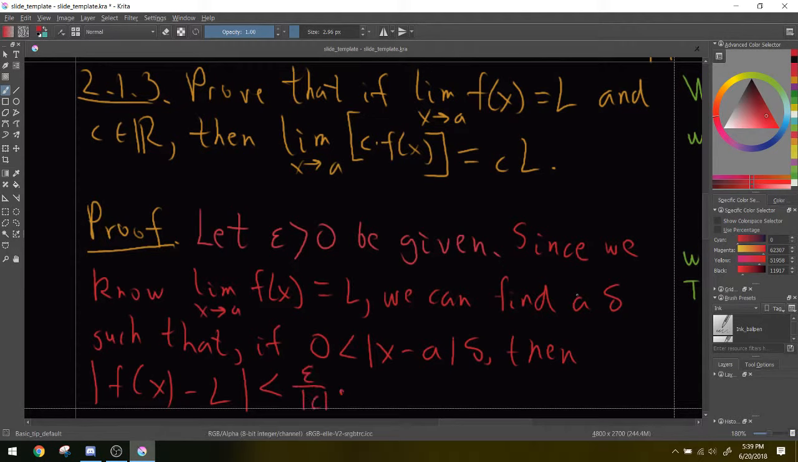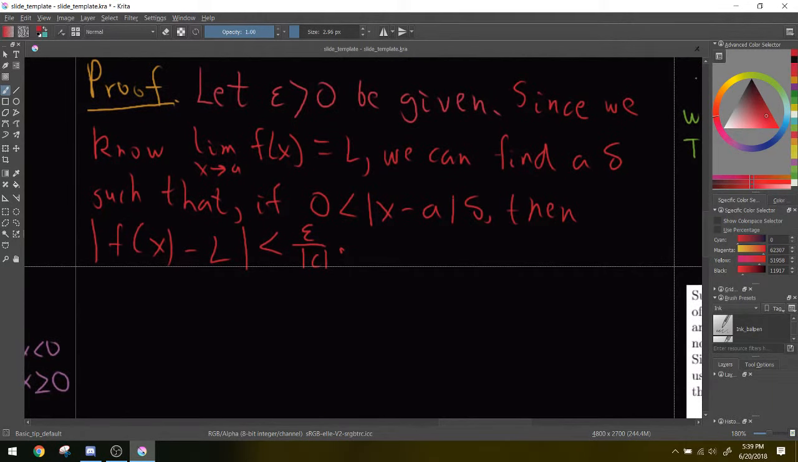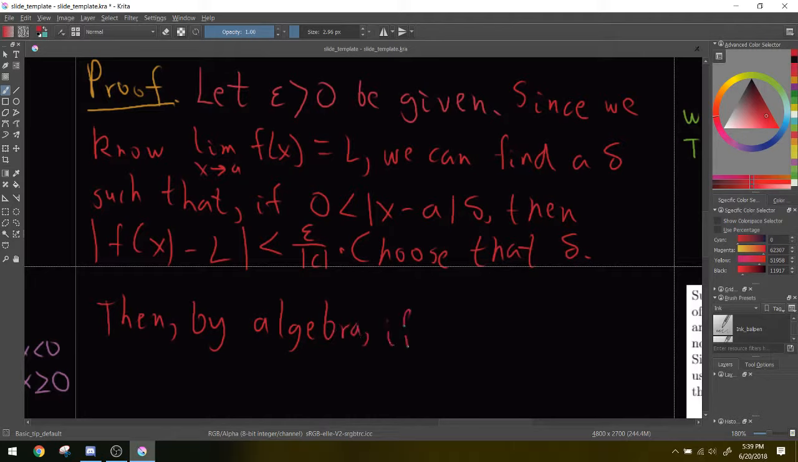We're given this function, which is mathematically the statement, we're given that this limit exists. That means we can find a delta for this other epsilon, epsilon divided by the absolute value of c. So choose that delta. Then, by simple algebra, which is really just multiplying both sides by the absolute value of c, if 0 is less than the absolute value of x minus a is less than that delta that we've chosen, it's true that the absolute value of c f of x minus cL is less than epsilon.